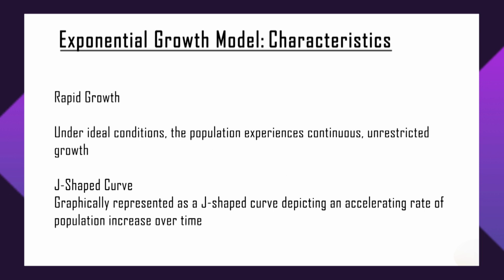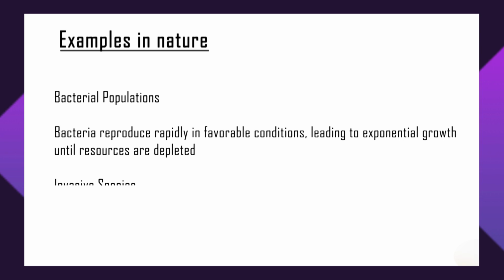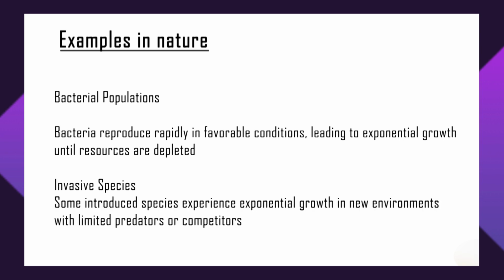Now, what are different examples in nature? One such example is bacterial population. Bacterial populations reproduce rapidly in favoring conditions, leading to exponential growth until the resources are depleted. In this particular example, we will talk about invasive species. Some introduced species experience exponential growth in their new environmental conditions with unlimited food supply and limited competition. Early stages of population colonization are perfect examples of exponential growth.